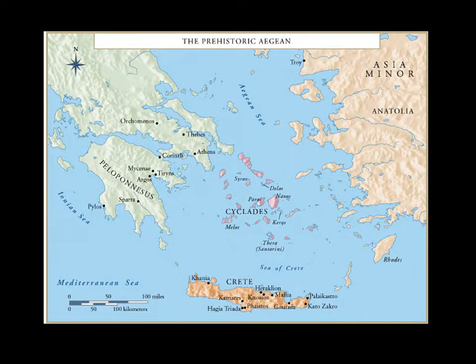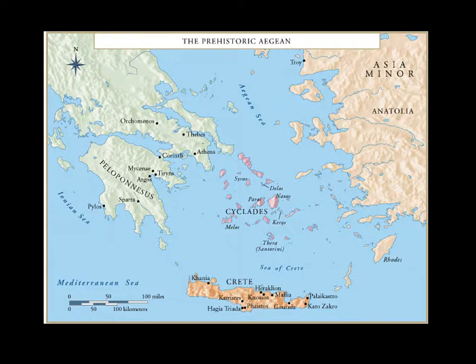So now we're going to start looking at Greece, and particularly we're going to start looking at what's called the prehistoric Aegean. Now the Aegean Sea, you can see there's that body of water which basically surrounds most of Greece. We call it prehistoric Aegean because we don't really have history in Greece until about 776 BC. That's the date of the first Olympic Games, so we'll come back to that later on.